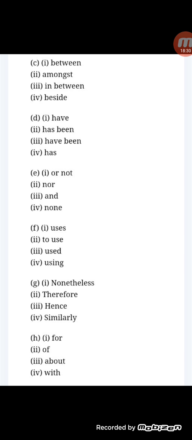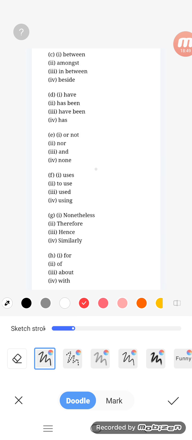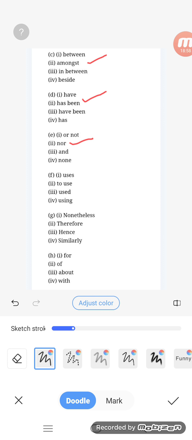For the C I am choosing amongst, and after that, D option I am choosing has been. Amongst, has been, this is the correct answer. And for the E option I am choosing not. And for F I am using. For G I am just choosing nonetheless option. And for the last I am choosing for.